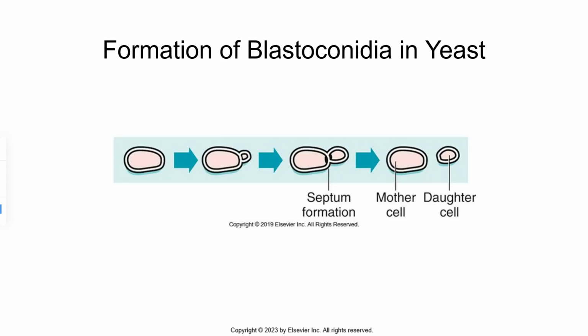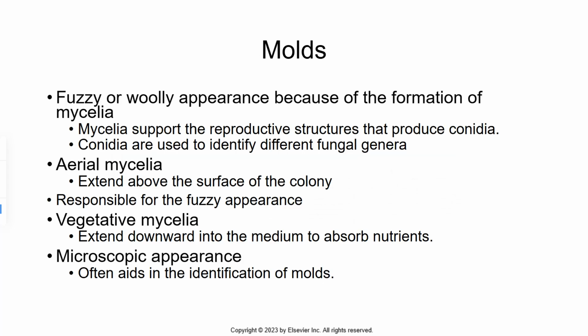Here you can see a yeast cell, and then it grows, it replicates its genetic material, and it buds off this baby yeast. Eventually the baby yeast will grow larger and larger until it buds off completely. Fission would be when it just grows really big and gets cut in half, and that's kind of how bacteria divide.